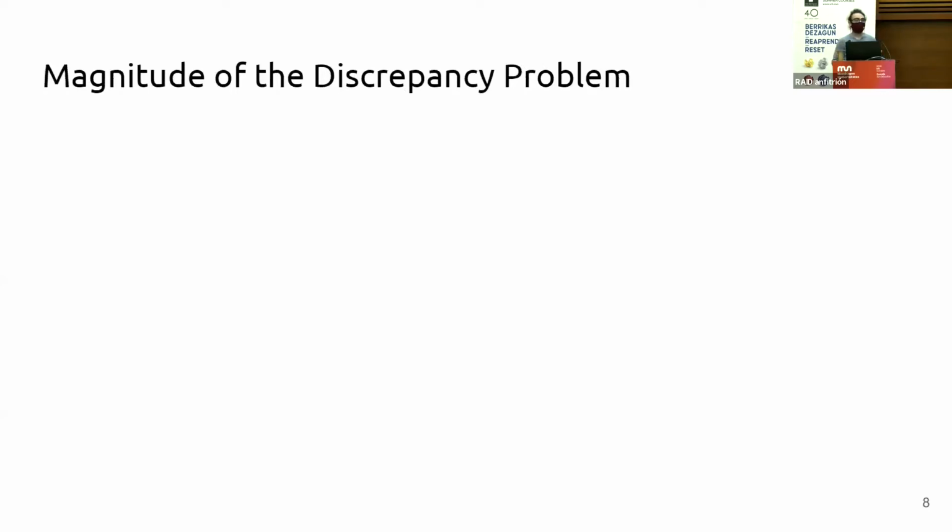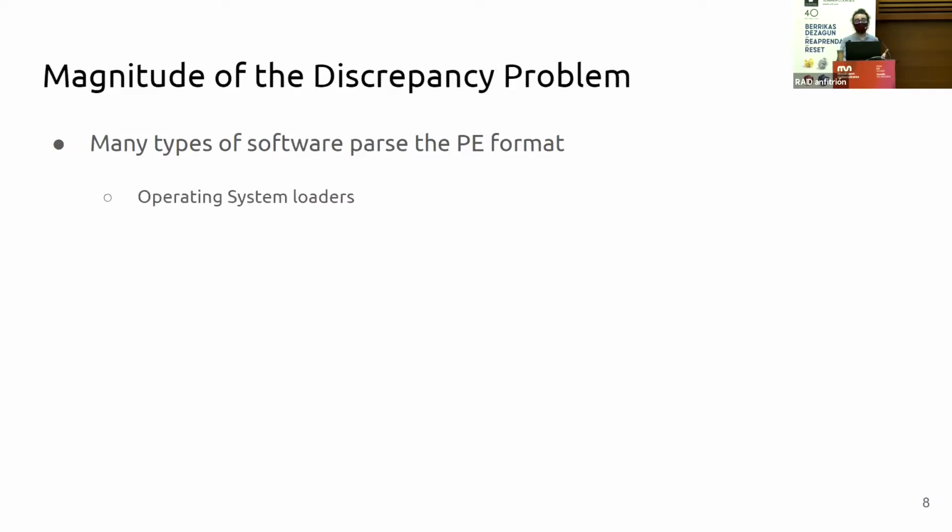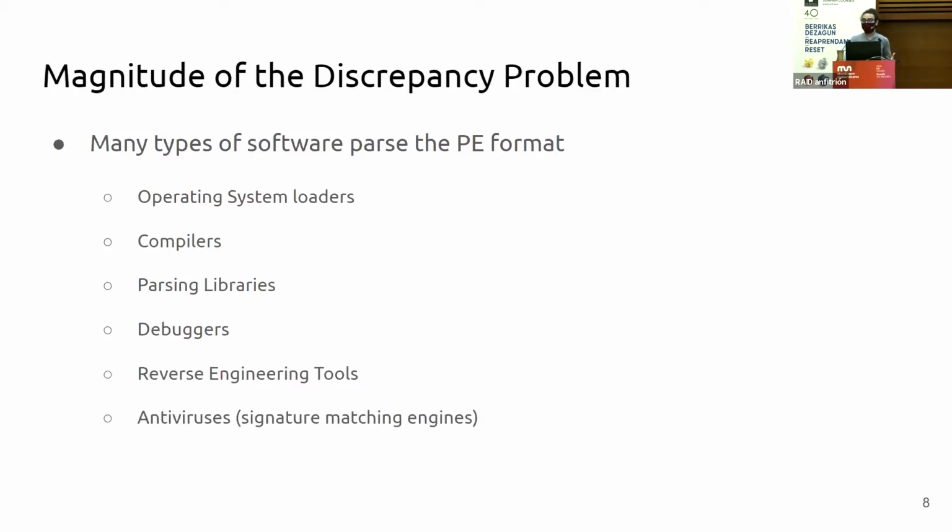But how widespread is this problem actually? Well, if you consider the sheer amount of software that handles this format, you can already understand the magnitude of this problem. Classic examples are the operating system loaders and compilers, which need to speak the same language in order for the second to create a valid program that the first can load correctly. But other software needs to parse the PE file format as well. We have parsing libraries, debuggers, reverse engineering tools, and even antiviruses.